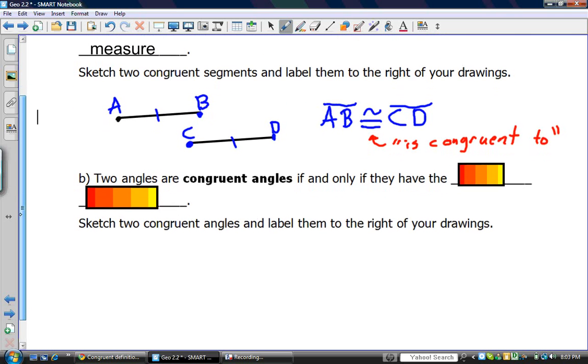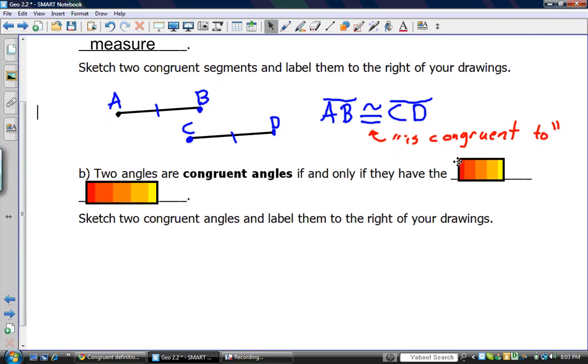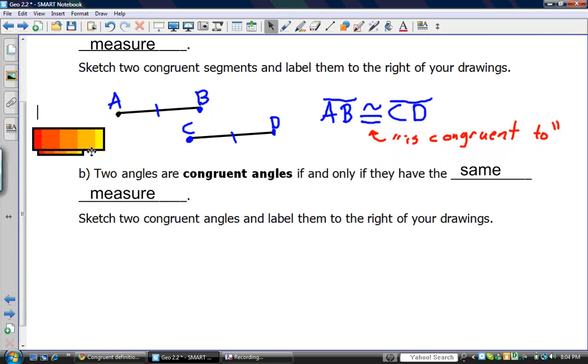Now, when we talk about angles, two angles are congruent if and only if they have the same measure. So sketch two congruent angles and label them to the right. We'll try one like this. Leave that. Alright. Copy. Should work. Alright.